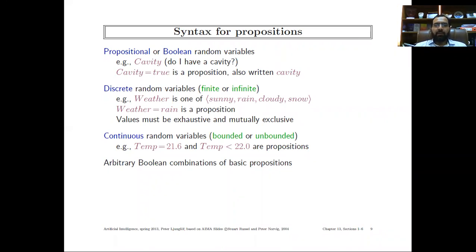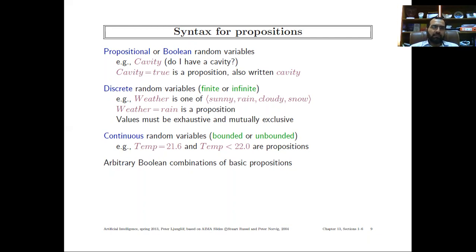Discrete random variables can be either finite or infinite. For example, let's take weather as a discrete random variable, which can take discrete values such as sunny, rainy, cloudy, or snowy. So we have four possibilities. Weather equal to rain is a proposition, and we have to see whether it is true or not in the given situation. When we talk about discrete random variables, you must know that the values must be exhaustive, meaning they are countable, not infinite. And not only exhaustive, but also mutually exclusive. Here you can see these values are mutually exclusive as well.